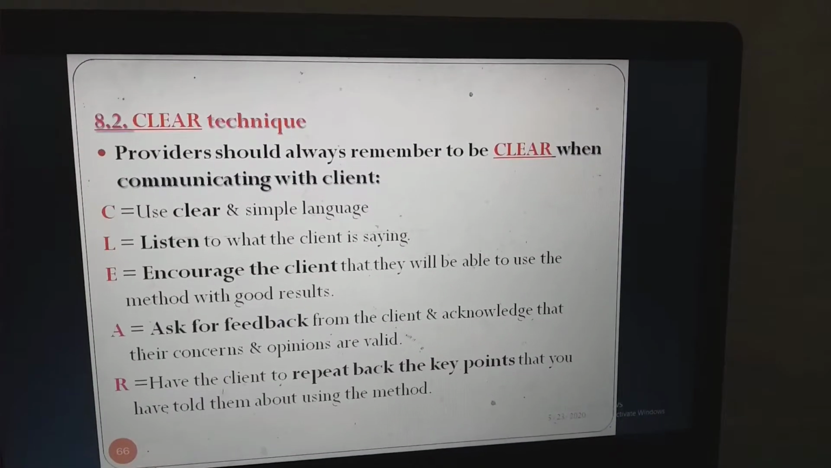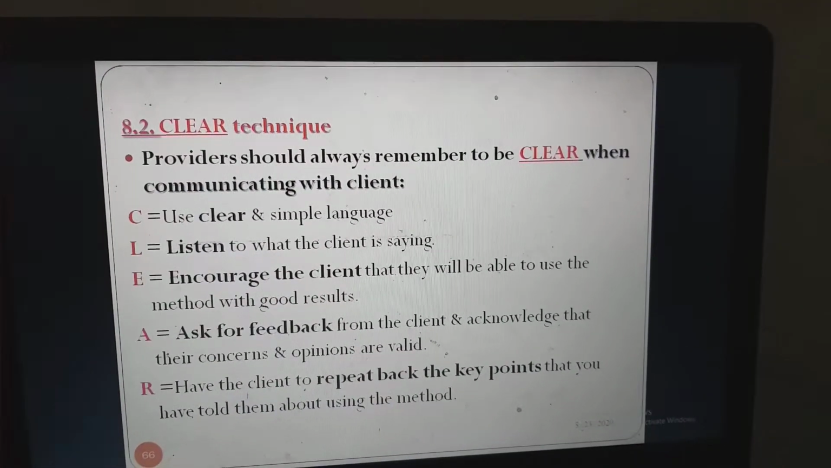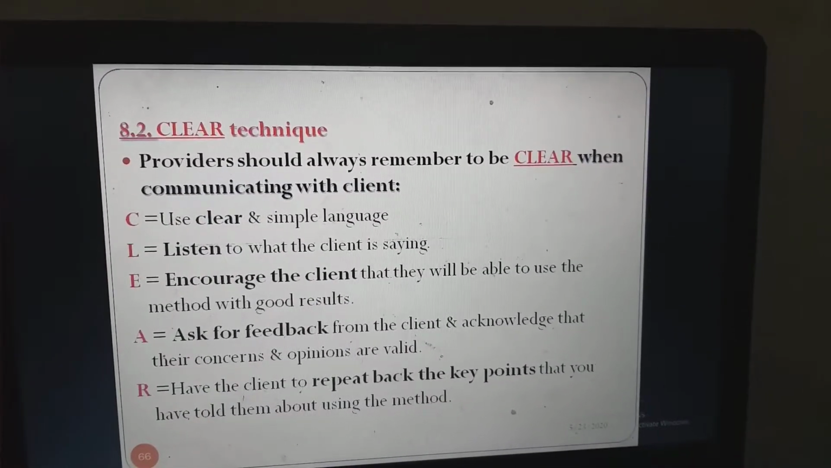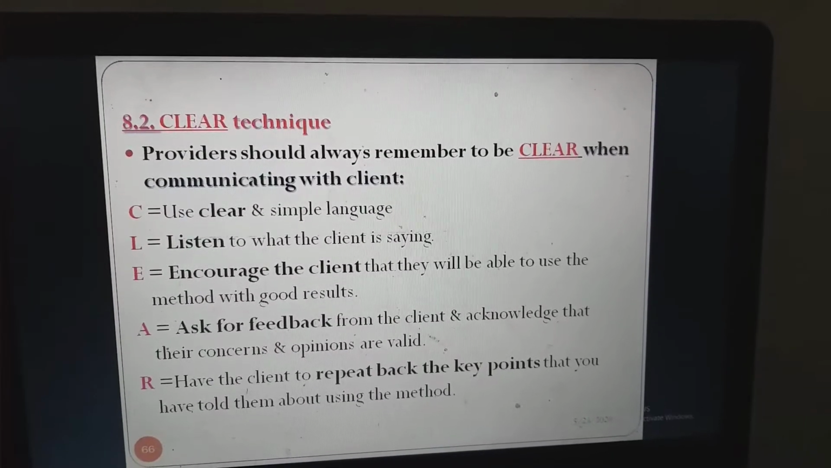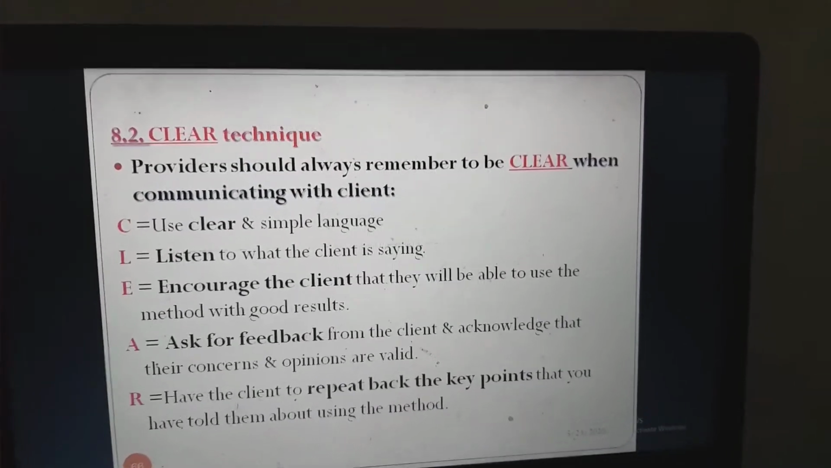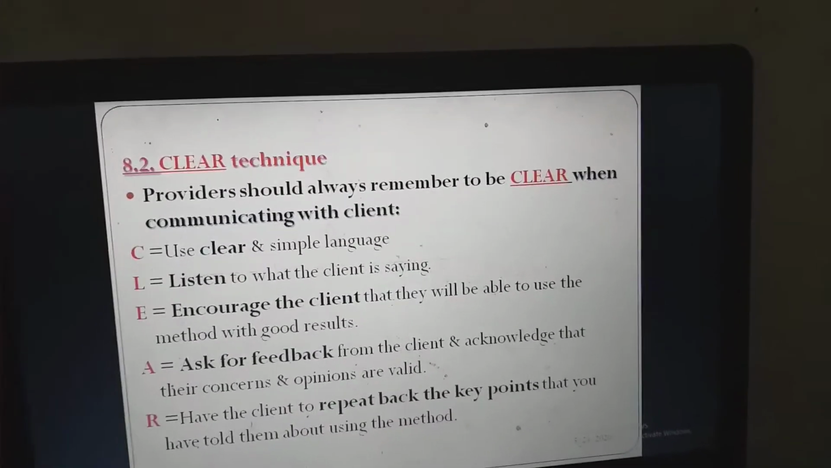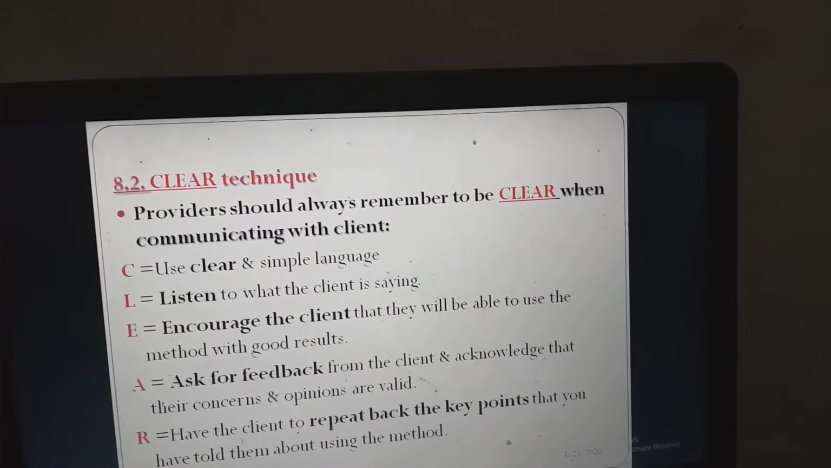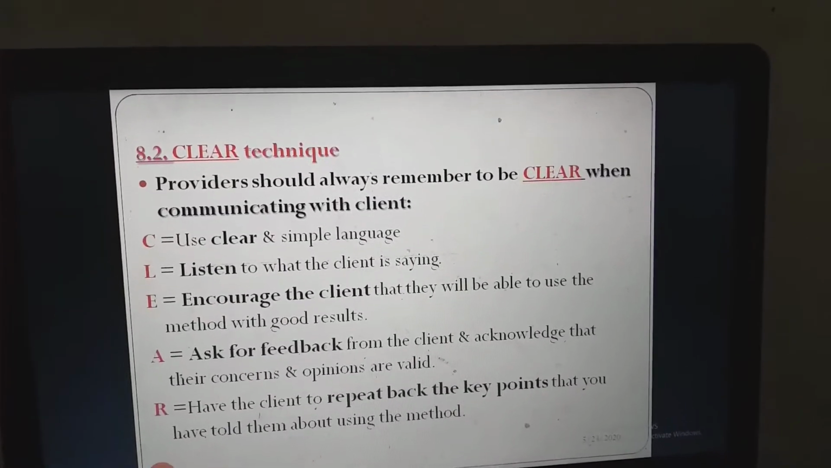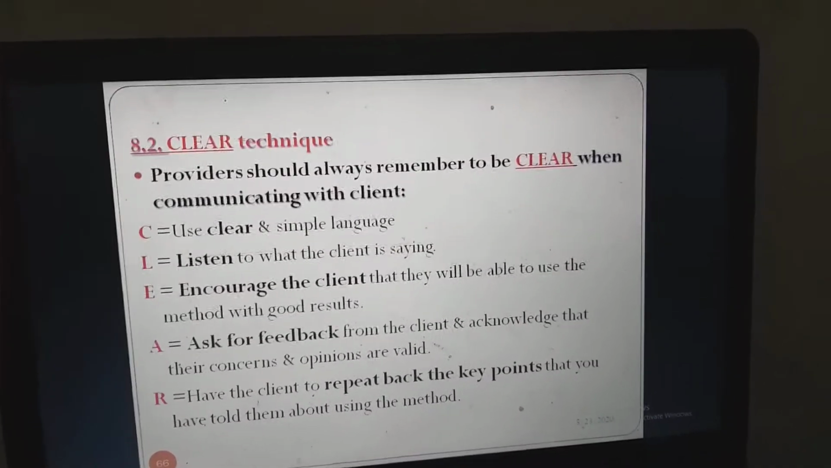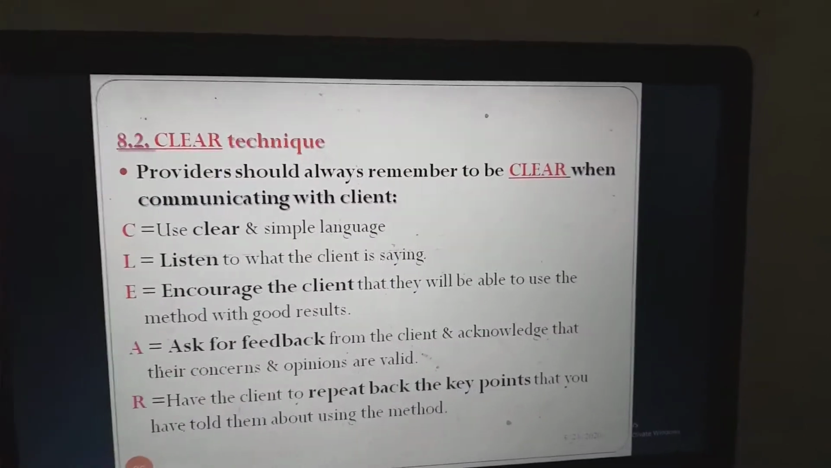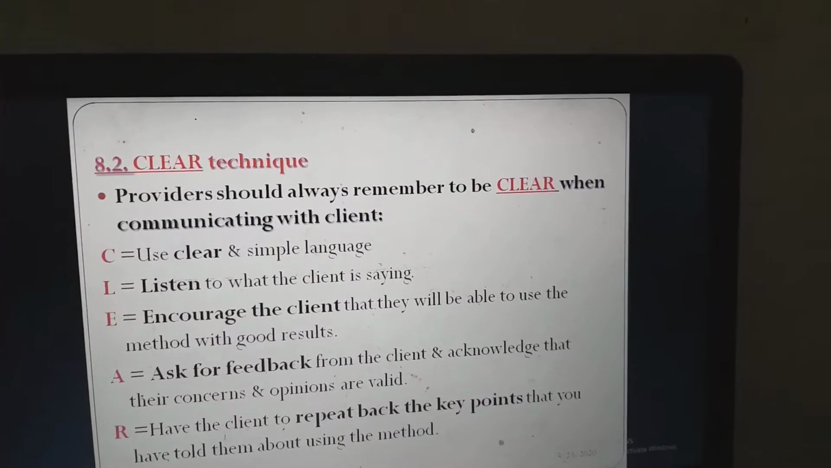The other is the CLEAR technique. CLEAR technique, when we say, providers should always remember to be clear when communicating with clients. When you communicate, be clear. C, when we say C, use clear and simple language. The clients, they don't know medical words, so don't use medical words. Use the local words, which are very simple. L means listen to what the client is saying. Listen to them. After that, you can talk, you can reply, but listen. Just encourage them to speak whatever they want to say.